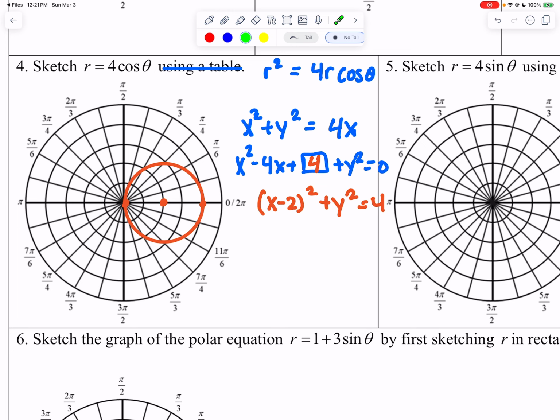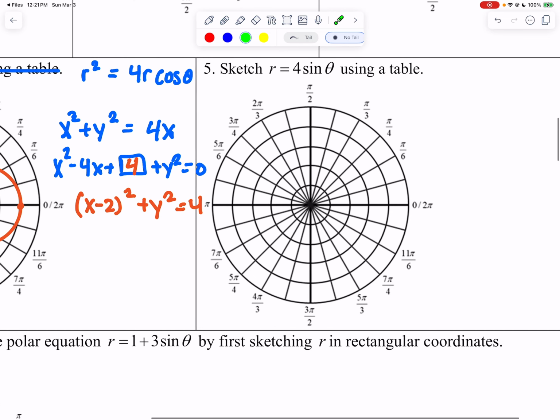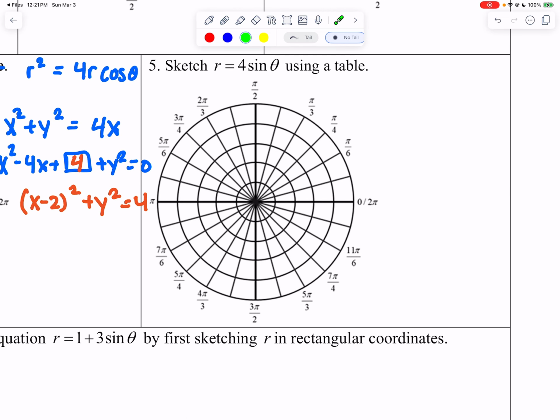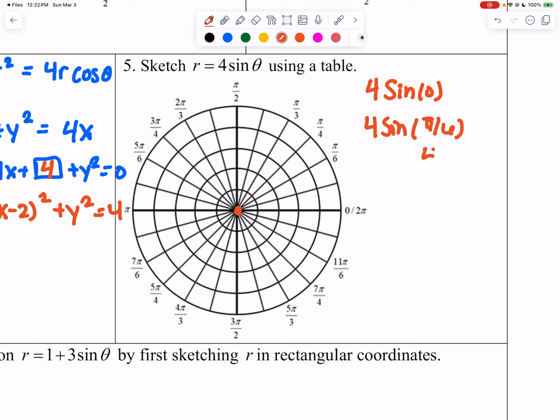Now let's say that we don't want to do that. So let's say on number 5, we want to actually use a table. What I'm going to do is figure out my theta values for 0, pi over 6, pi over 4, pi over 3, pi over 2, and so on, and see what happens there. So here I'm going to have 4 sine of 0, and that is just going to be 0. If I have 4 sine of pi over 6, that's going to be 4 times 1/2, which is going to be 2. So at pi over 6, I'm going to have 2.